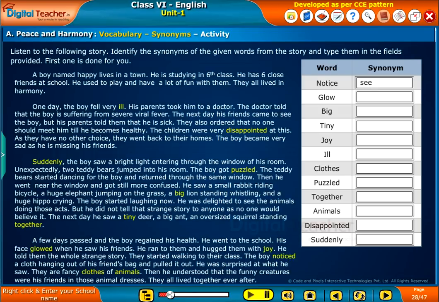A boy named Happy lives in a town. He is studying in 6th class. He has 6 close friends at school. He used to play and have a lot of fun with them. They all lived in harmony.